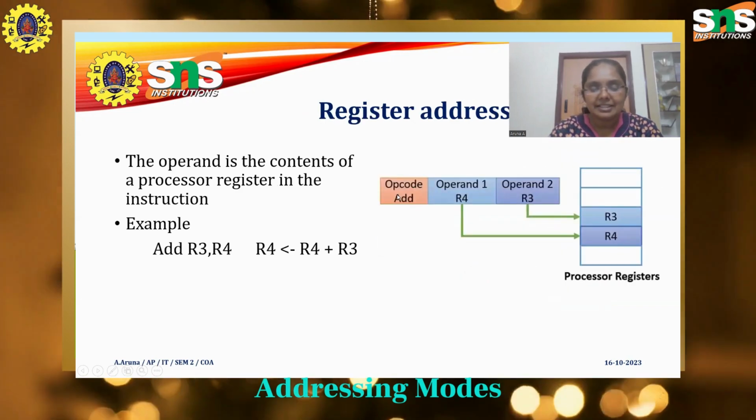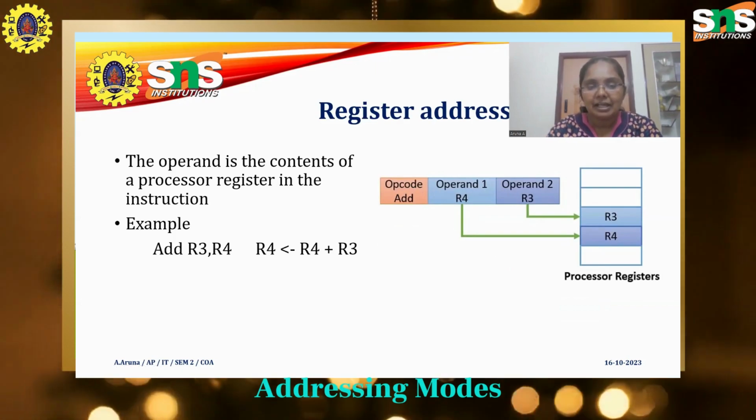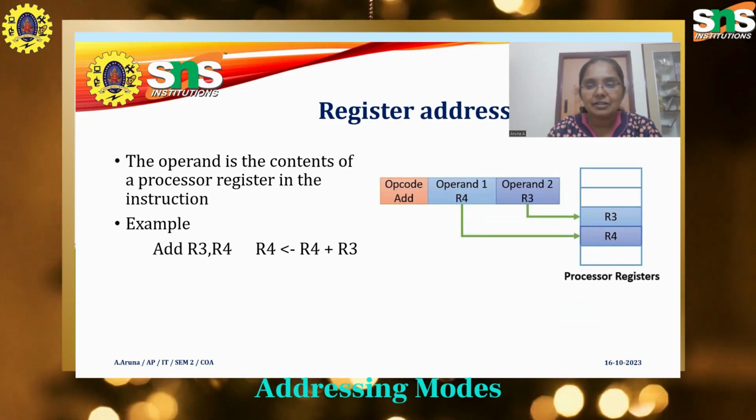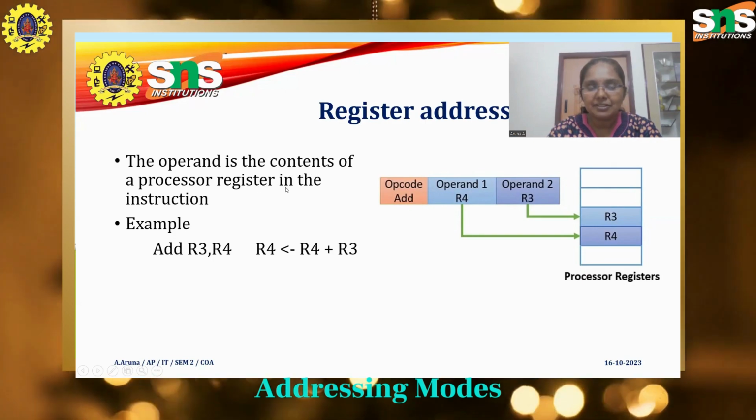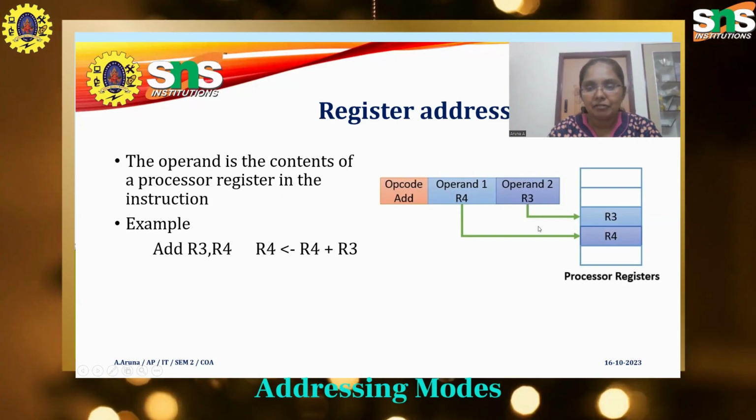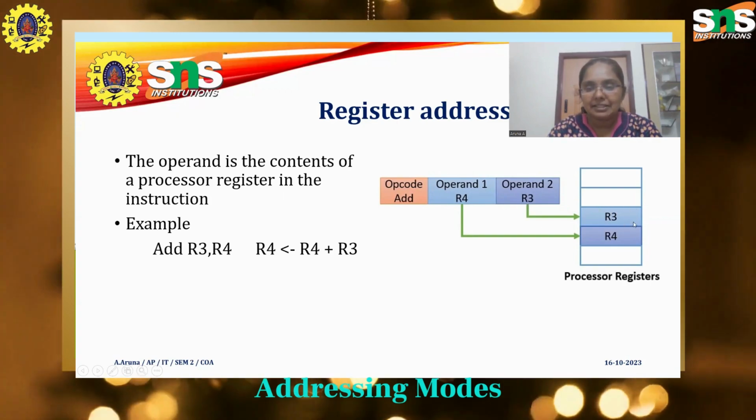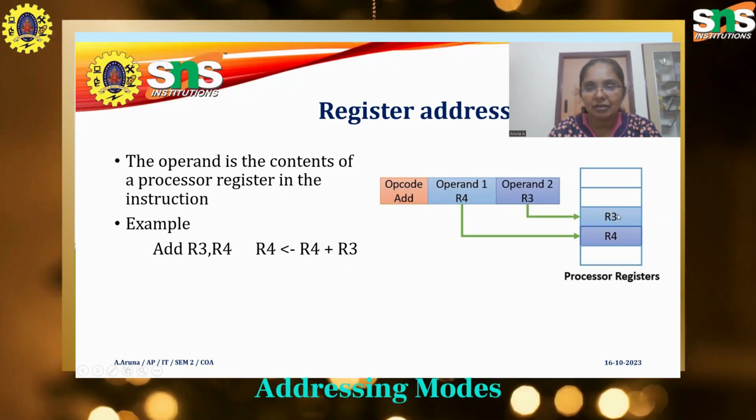The next one is the register addressing mode. While performing an addition, subtraction, or multiplication operation, that can be defined as the operation on the content of the processor registers in an instruction. For example, add R4, R3 or R3, R4. The elements present in these two registers are added and can be stored in any one of the registers. This can be called register addressing.